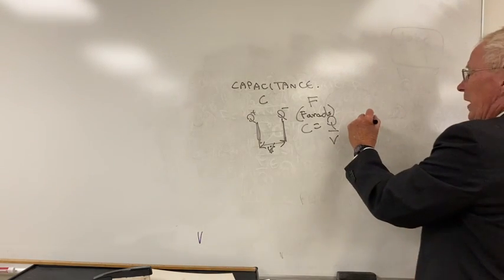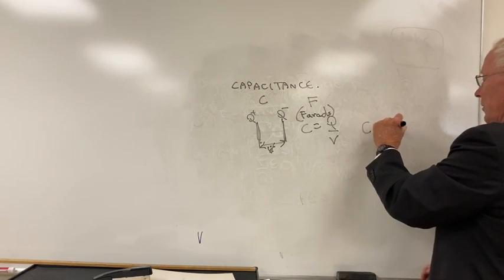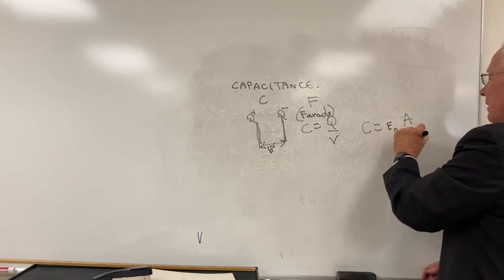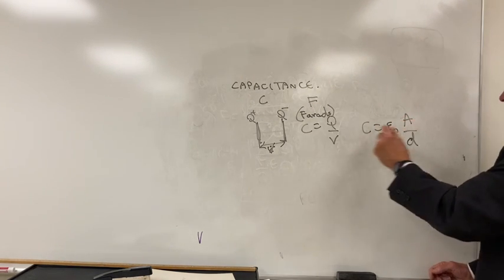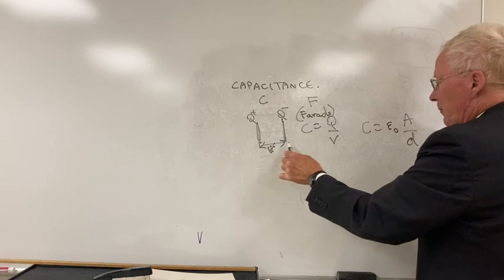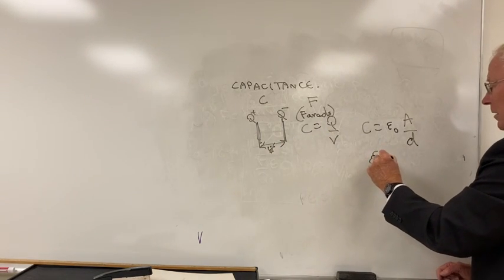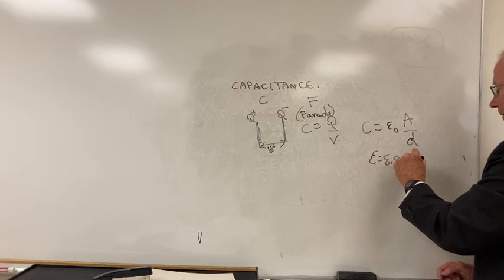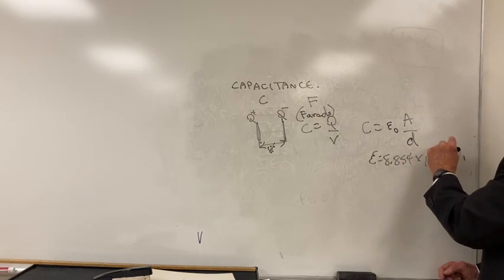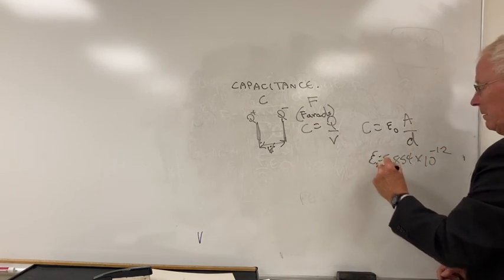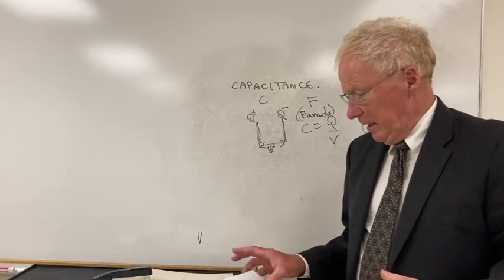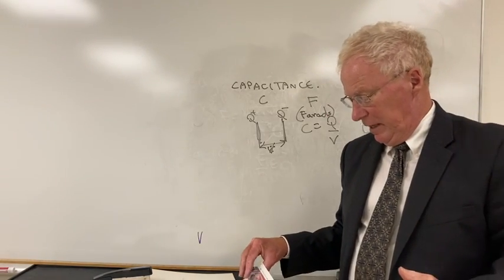For calculating capacitance of a parallel plate, it's epsilon naught A over D. A is the area of the capacitor, and D is the separation between them, and epsilon naught is 8.854 times 10 to the minus 12. And I don't know if we do any problems related to that.